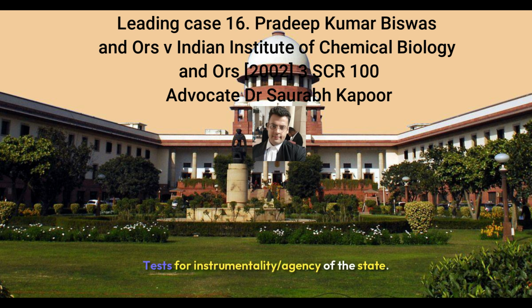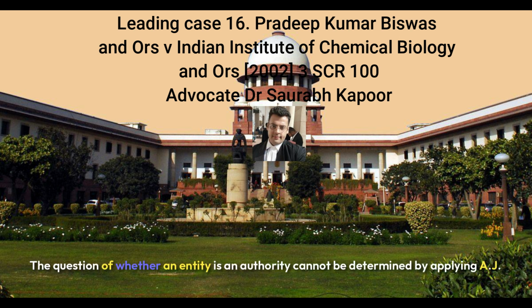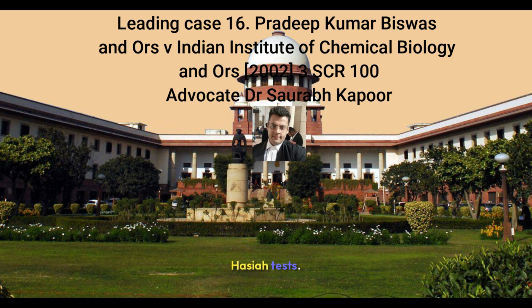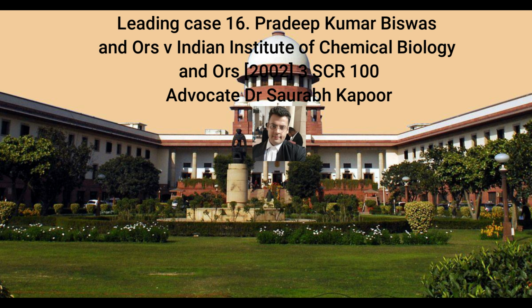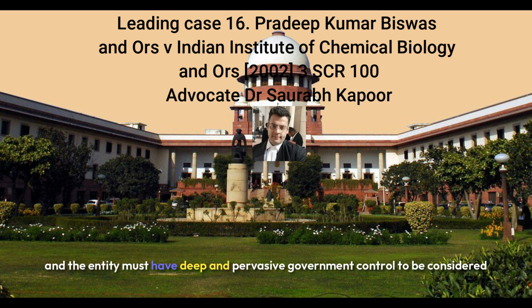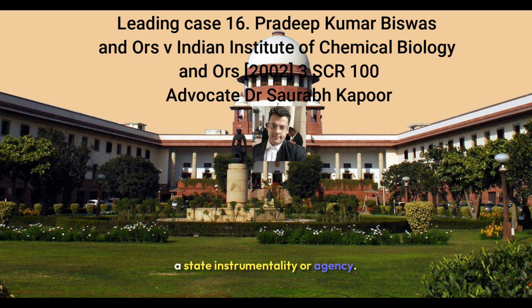9. Tests for instrumentality/agency of the state. The question of whether an entity is an authority cannot be determined by applying A.J. Bosch tests. The tests are relevant for determining if an entity is an instrumentality or agency of the state, but not all tests need to be positive to qualify. The real source of governing power must be identified, and the entity must have deep and pervasive government control to be considered a state instrumentality or agency.